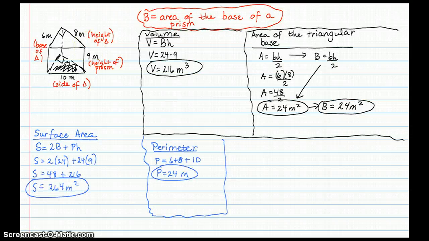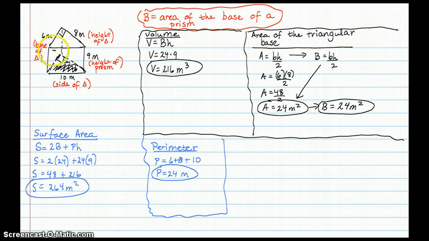Okay, so your perimeter was 6, which is the base, plus 8, which is the height, and then you have this side right here, but we have the measurement down here, which is 10 meters. So 6 plus 8 plus 10 is 24 meters. You want that perimeter times the height, which is the 9. So there's your 24 times 9.